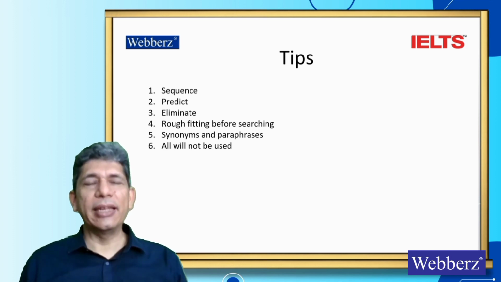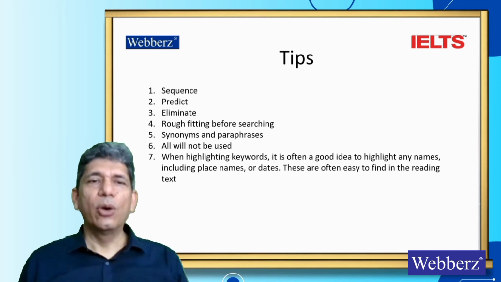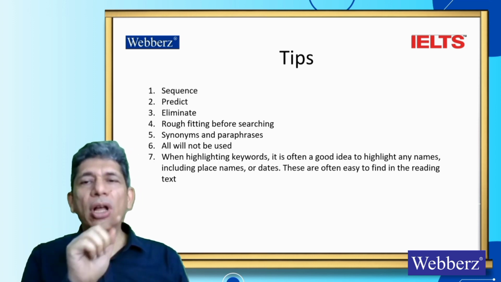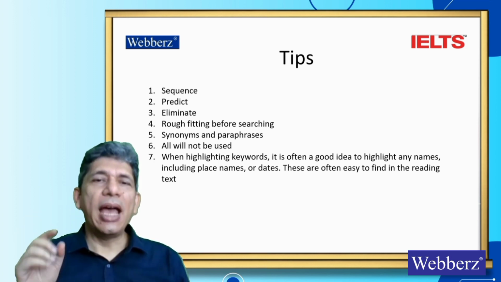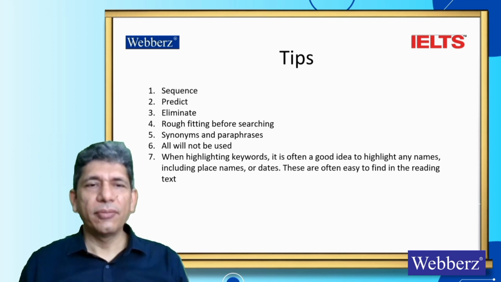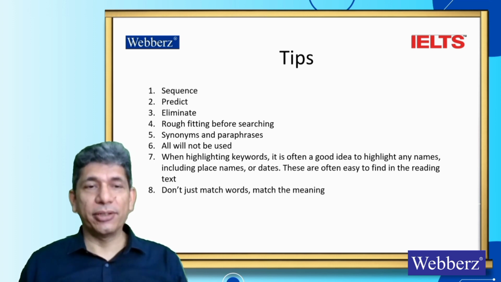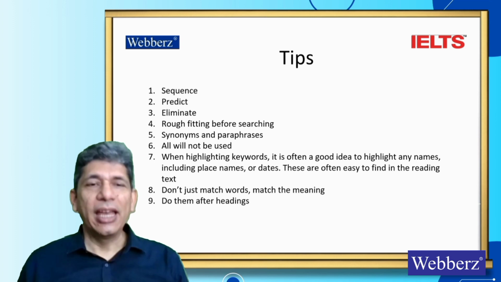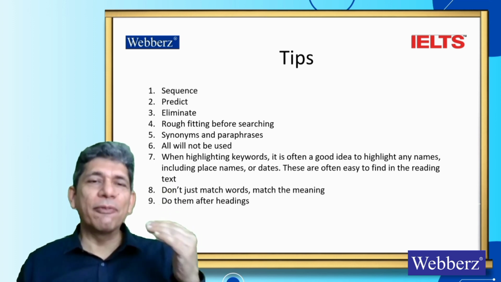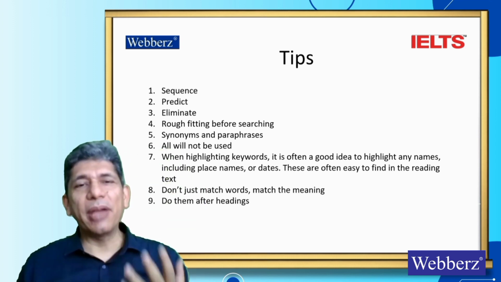All of the sentence endings will not be used. Only some of them are going to be used. When highlighting the keyword, it's a very good idea to highlight all the names, places, and dates. They are very easy to find. Don't just match words, match the meaning, which is very important. Last but not least, headings should always be the first thing that you do in a reading, because after doing headings, you are fully familiar with the entire concept and you can pick up any question type.